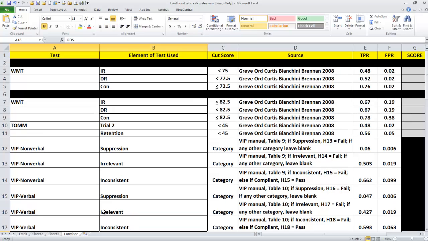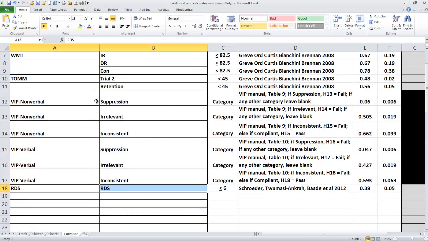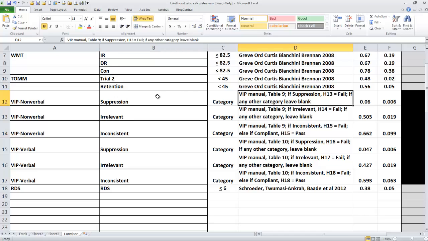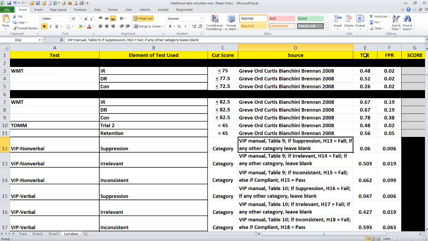And then finally, I look at the VIP, the validity indicator profile, because it has categories of suppression, irrelevant, and inconsistent, each of which represents a type of invalidity. If you look at Table 9 in the VIP manual, you will see that 6% of people, let's go back up and show this as true positive rate, 6% of people who are suspected of feigning get a suppression score, and there is a false positive rate, not zero, associated with that.